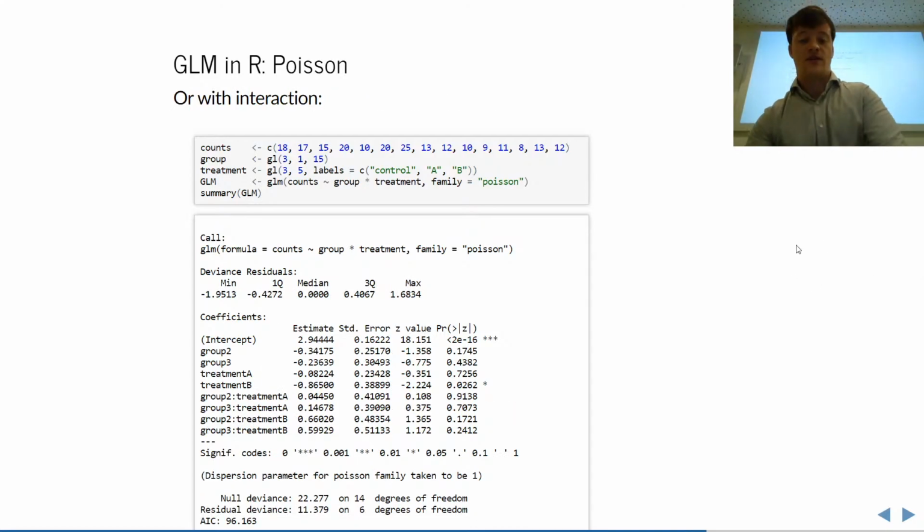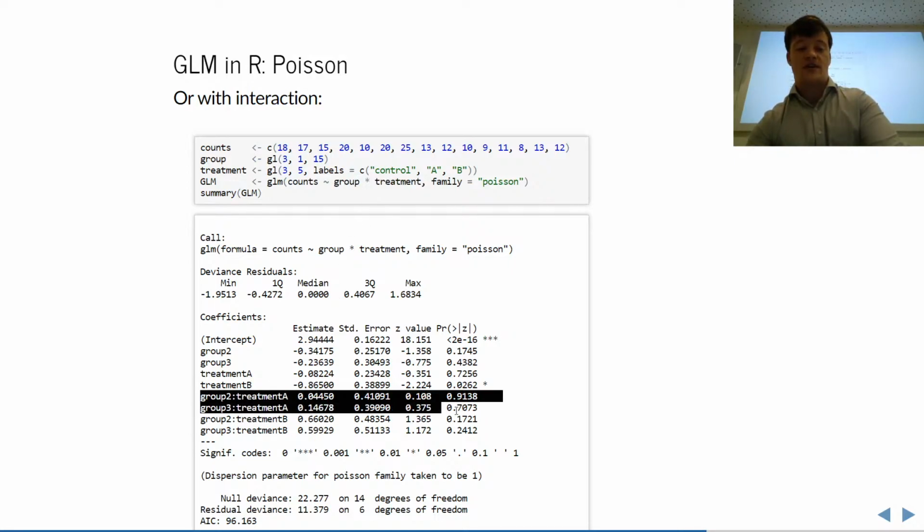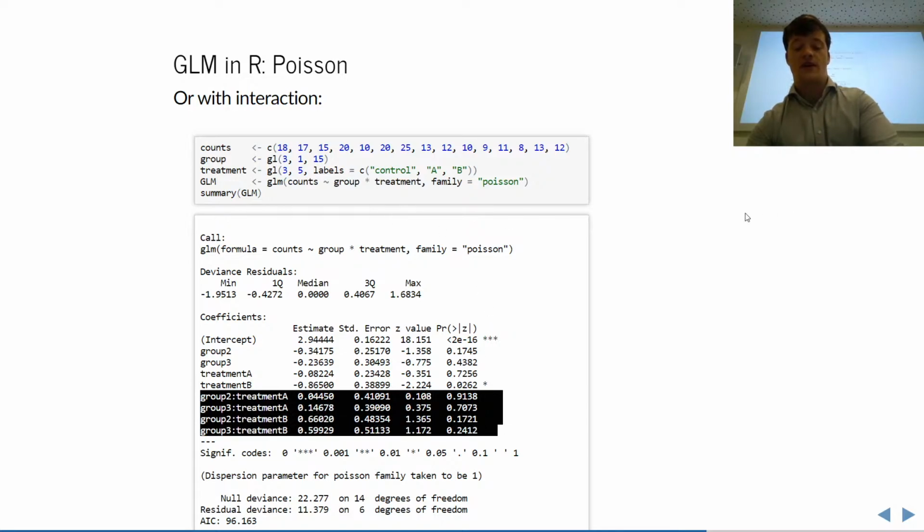So this is what it looks like with interaction. Same thing as you learned yesterday, just add a multiplication sign instead of a plus sign, and then it will also estimate an interaction for your two variables.